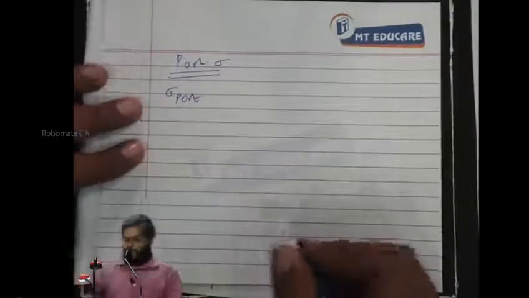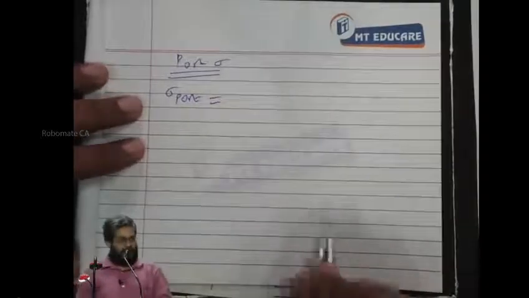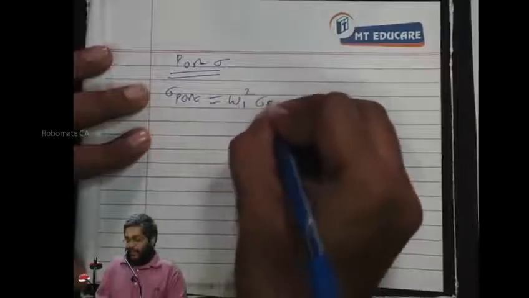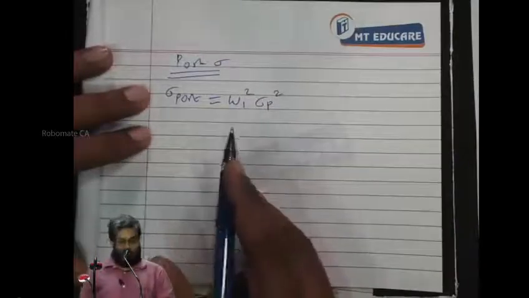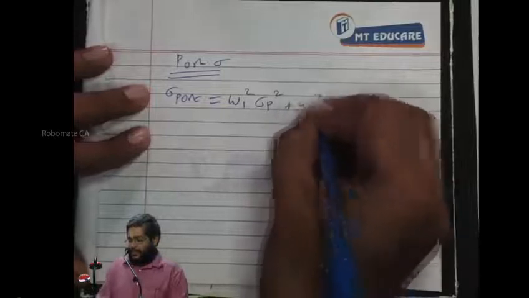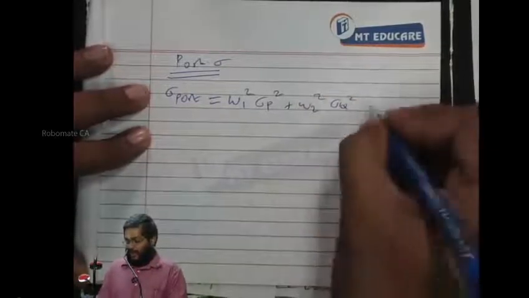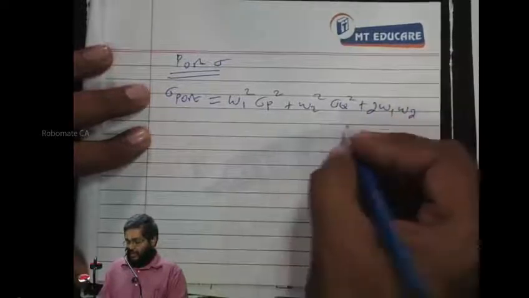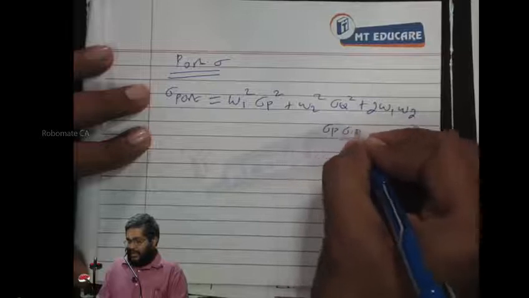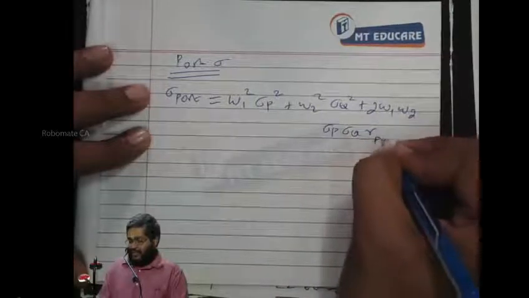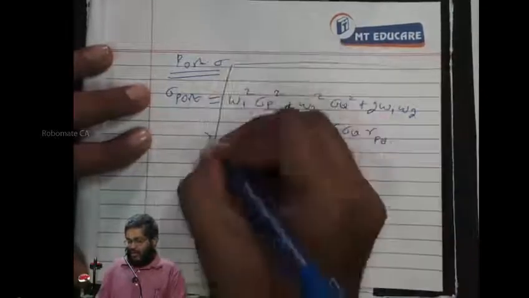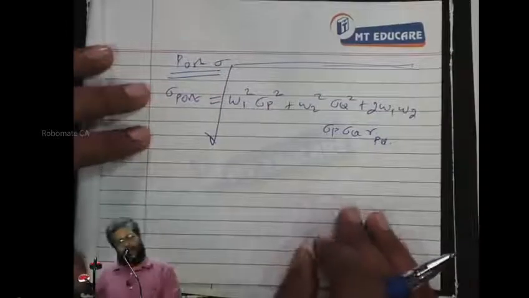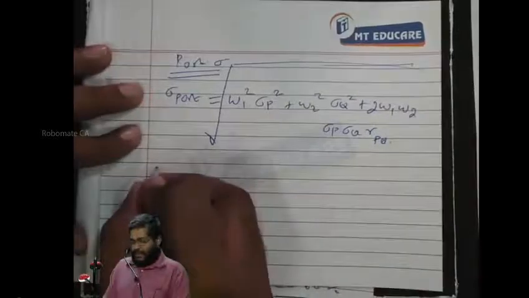Standard deviation of a portfolio, sigma of portfolio, is equal to, I want the formula, W1 square sigma P square, P is a security P, plus what? W2 square sigma Q square plus 2 W1 W2 sigma P sigma Q correlation of P and Q. What do I have to take? Square root. You take the square root. That gives you the portfolio standard deviation. Right or not?